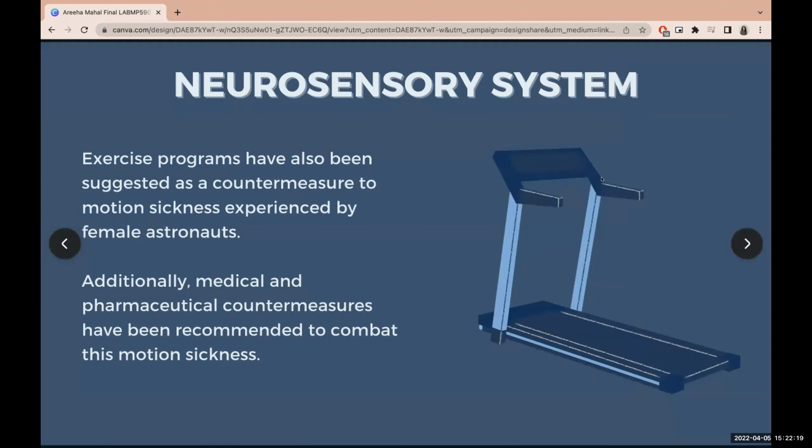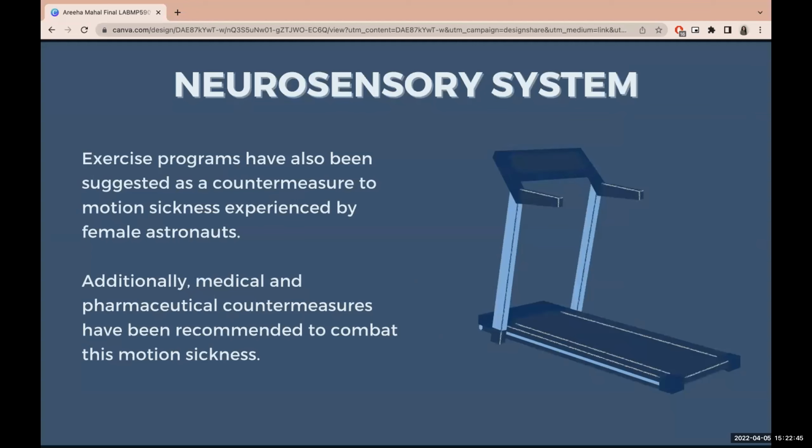So next one, looking at the neurosensory system, the issue that we were looking at is that female astronauts reported motion sickness more frequently than their male counterparts. Exercise programs were also suggested as a countermeasure for motion sickness experienced by female astronauts. But since we already touched on how that could be improved with AI and technology, I'm going to be focusing more on medical and pharmaceutical countermeasures.